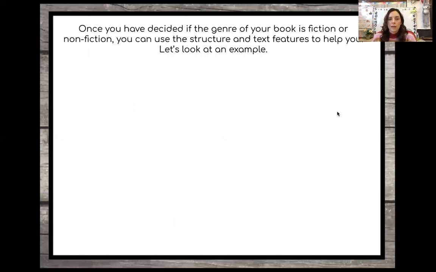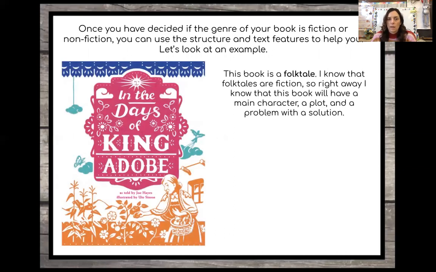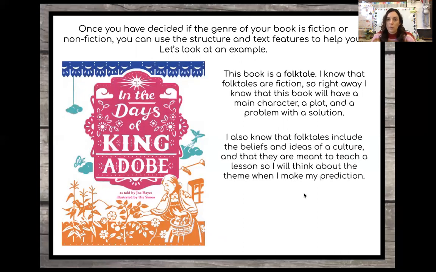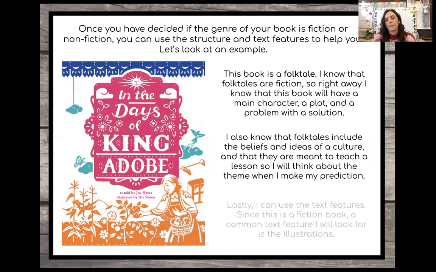Once you've decided if your text is fiction or nonfiction, you can use the structure and the text features to help you. So let's look at an example of how exactly we would do that. This book, In the Days of King Adobe, is a folktale. So I know that folktales are fiction, and that means that right away I know that this book is going to have a main character, a plot, and a problem with a solution. I also know that folktales include the beliefs and ideas of a culture and that they're meant to teach a lesson. So I'm going to think about that theme when I make my prediction.